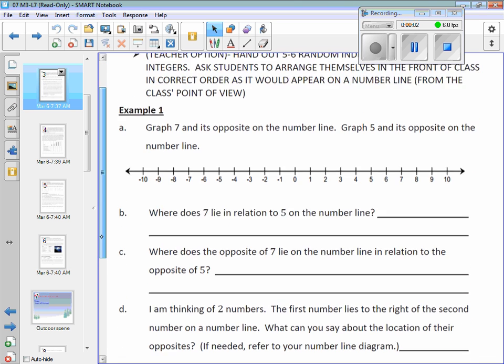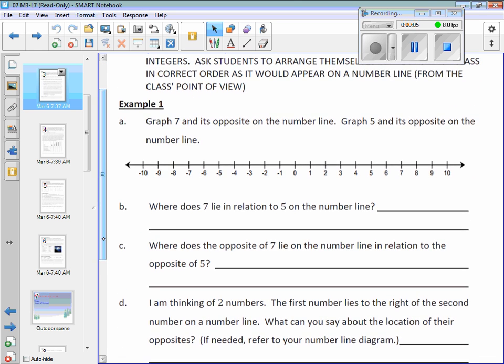Okay, let's start. The first one should have been okay for you. You just have to plot 7 and 5 and their opposites. All good with that, right?